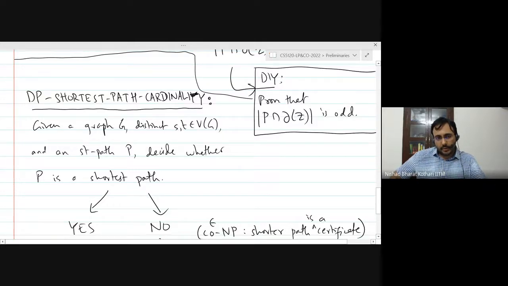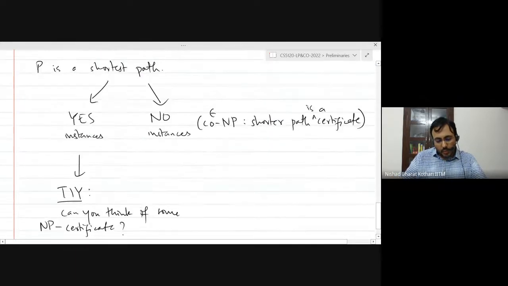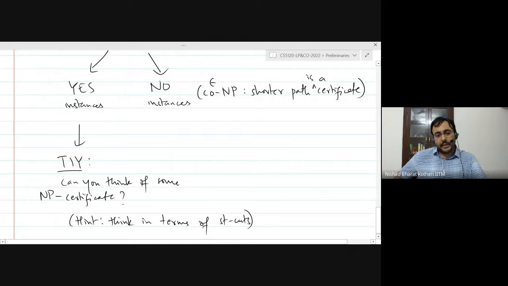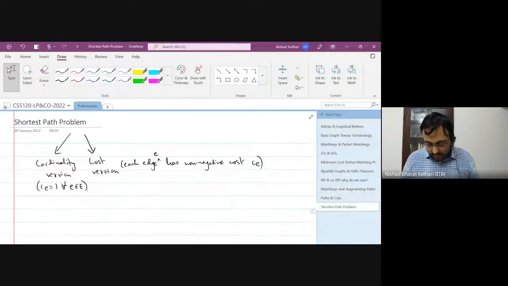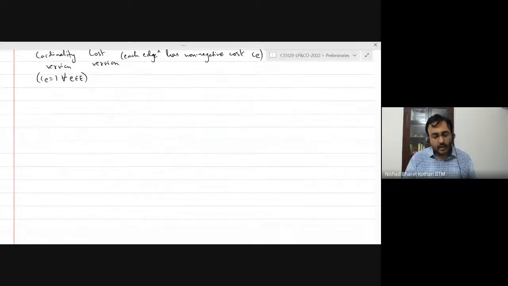And here we are referring to the cardinality version. So by shortest, we just mean a path with as few edges as possible, right? So, can you somehow convince your friend that a particular ST path is indeed a shortest path? So, that's one thing I want to discuss today, if time permits. And there's another thing I also want to discuss.